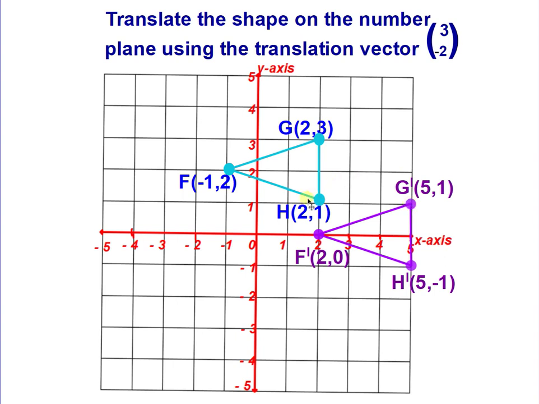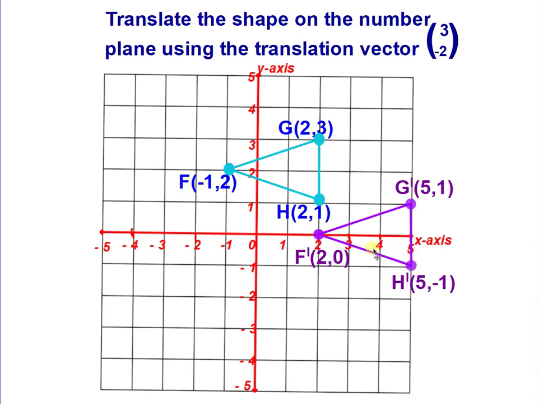Then we also have H here. You move 3 times to the east. So we move 1, 2, 3. And how many times do we move downwards? We move 2 down. 1, 2. I trust you get it.